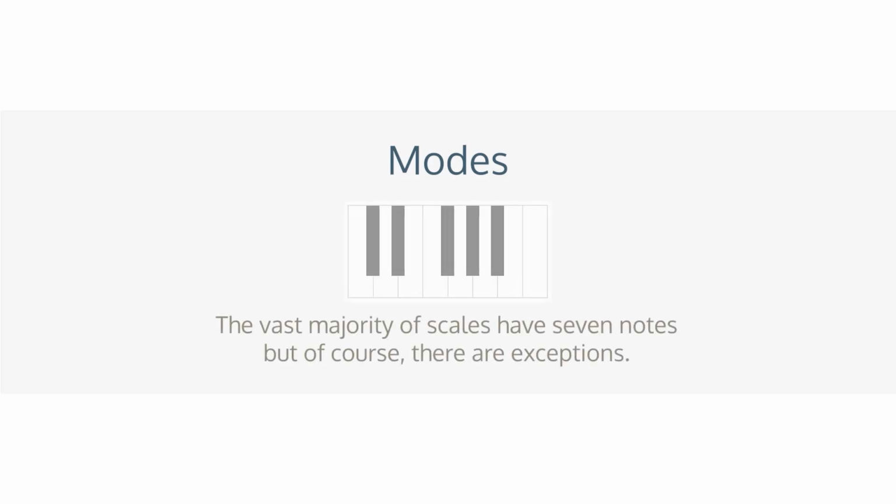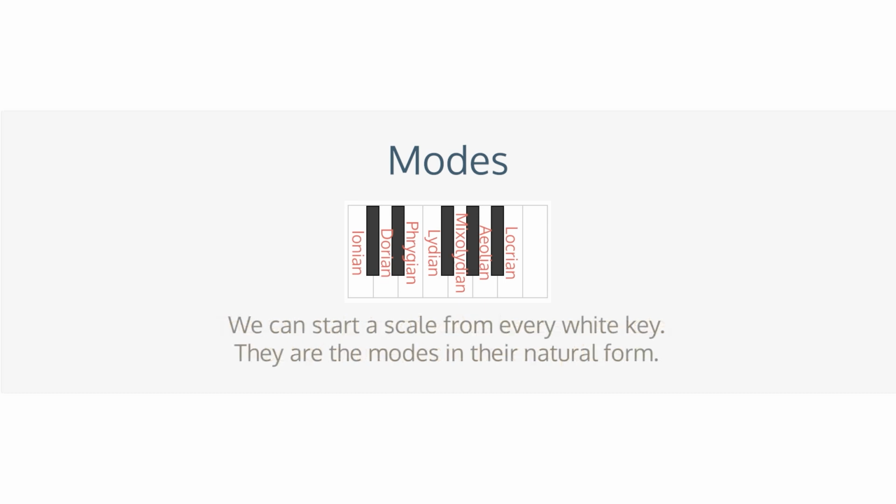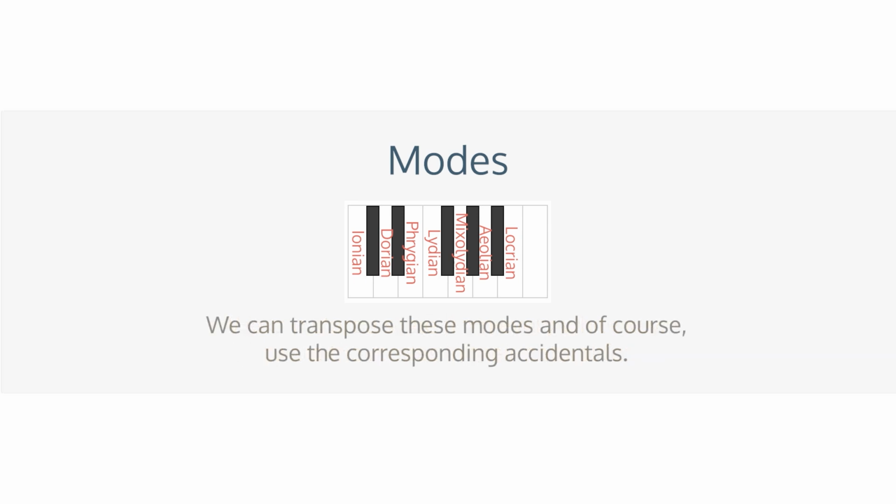Scales are mostly with 7 degrees, in other words 7 notes in Western music, and because of this there are 7 modes. Take a look at the C major scale. We can start a scale from all these 7 notes, which are the modes. Keep in mind when I say a scale starts from C or D or F, I mean it starts from that note in its natural form, but you always have an opportunity to transpose it to another starting point. However, in that case, you have to use the corresponding accidentals to keep the right intervals between the notes.